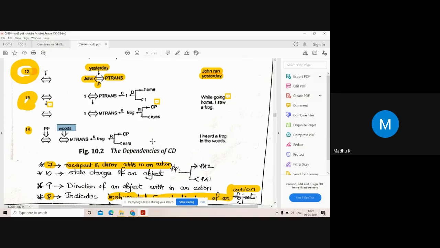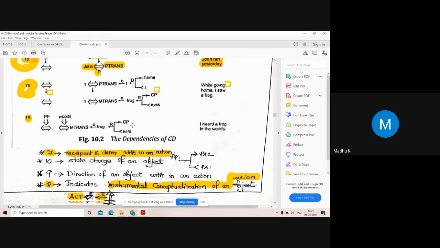One more rule is there anyway. We can discuss that in the next class.